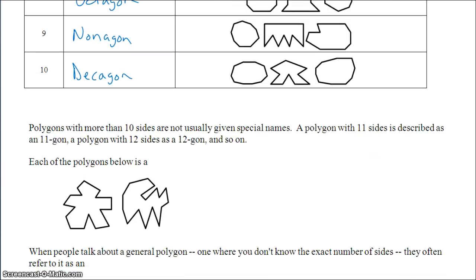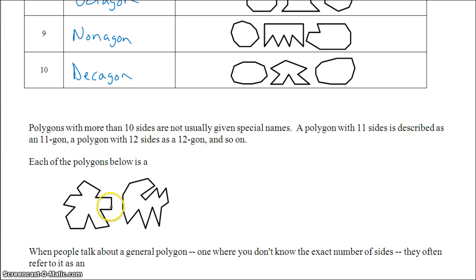Anything after a 10-sided polygon is named by the number of sides. So if we have a polygon with 11 sides, there's a name for it, but we're just going to call it an 11-gon. And a 12-sided polygon is just going to be a 12-gon. There's a name for a 12-sided polygon, but we're just going to call it a 12-gon.